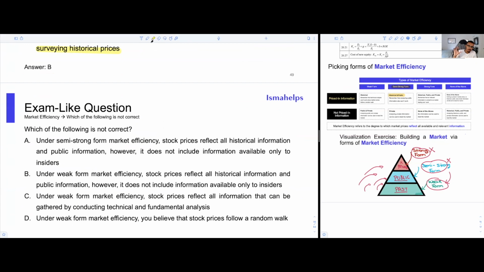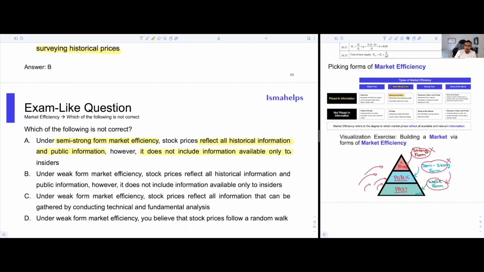But anywho, another format of market efficiency question in which we're still looking for one of the statements that is not correct. So there's going to be at least 3 statements that are correct and 1 that is false. It's like the game we used to play in elementary school. Which one of the 3 statements is a lie? So under a semi-strong form market efficiency, stock prices reflect all historical information and public information. I'm liking what I'm seeing so far. However, it does not include information available only to insiders.